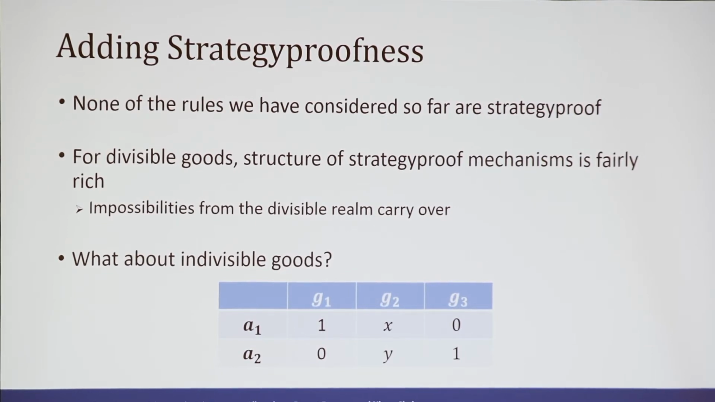And just as an example of how strategy proofness affects things, suppose you have an example like this and you're running the max Nash welfare algorithm. Well, max Nash welfare will give G1 to A1 and give G3 to A2, but it will give G2 to whoever reports the highest out of X and Y. So there's pretty clear incentives just to blow up your valuations.